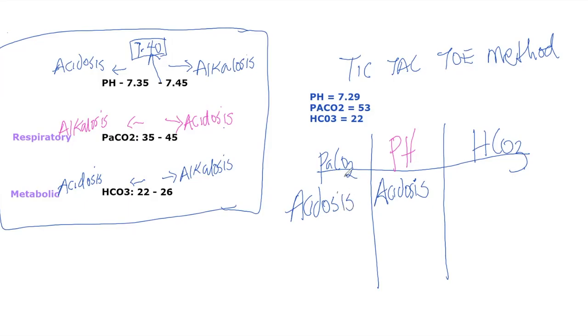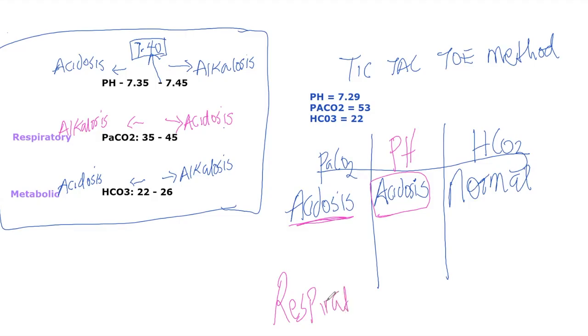The HCO3 on the other end is 22. Looking at our reference point, 22 to 26 is actually normal. So our HCO3 is normal. We're going to write normal over here. Now once again, you have to look at your pH. Which one of them matches my pH? My pH is acidosis. Of these two, which one matches it? It's the PaCO2, which is your respiratory. So this acid-base imbalance is a respiratory acidosis situation. Y'all don't mind my handwriting.